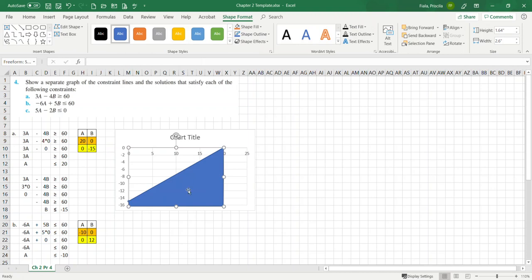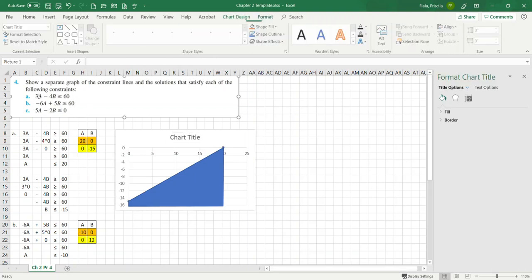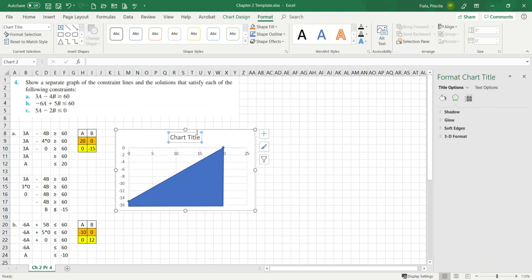And this would be what they call my feasible solution. So right here, my feasible area. Those solutions would satisfy each of the following constraints, which in this case is this one. Over here, if you want to change the title to put the actual equation, go ahead. You don't have to. Usually, that would be the correct thing to do, to put a title.